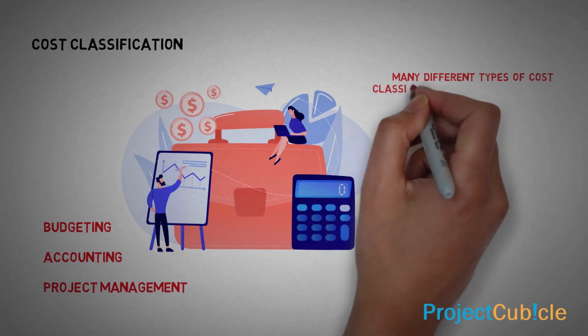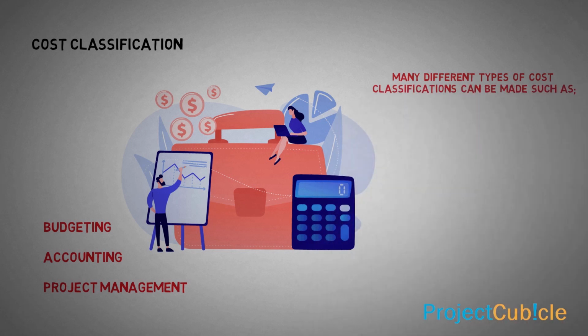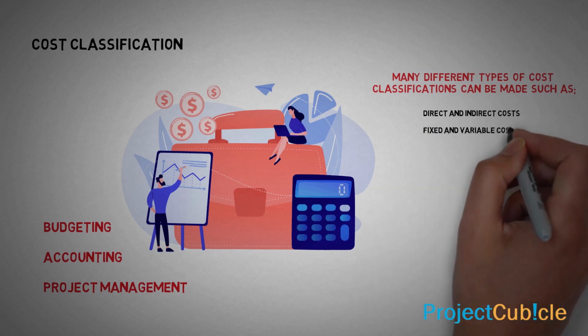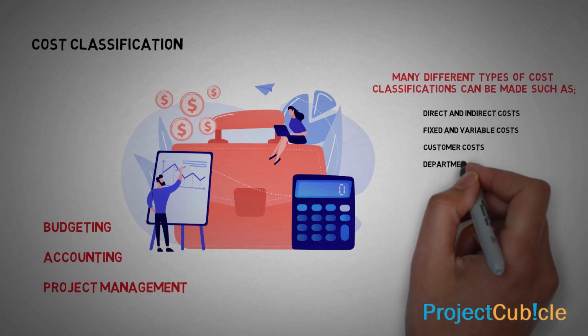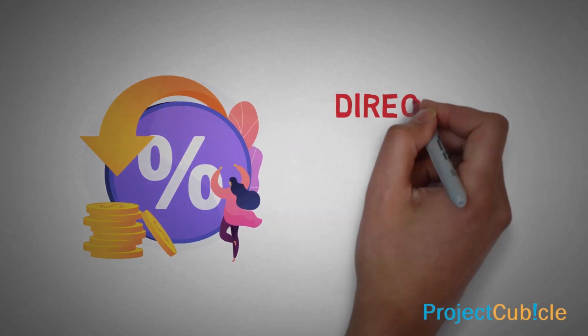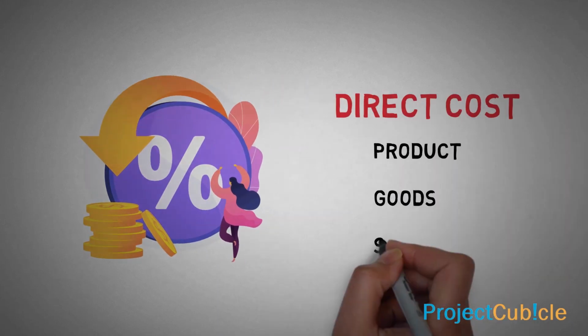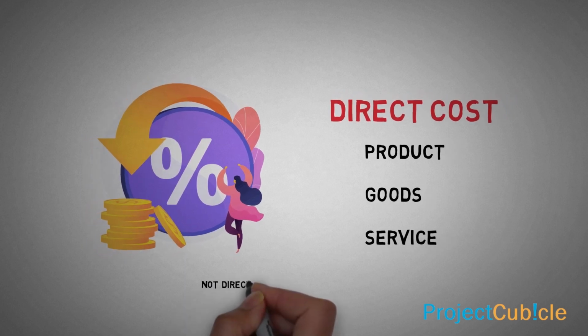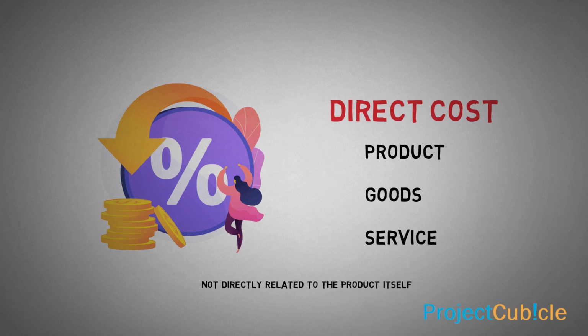Many different types of cost classifications can be made, such as direct and indirect costs, fixed and variable costs, customer costs, departmental costs, manufacturing costs. Typically, direct costs are attributable to a product, goods, or service itself. They are directly related to production. On the other hand, indirect costs are those which are required to produce the product but not directly related to the product itself. Let's analyze each concept.